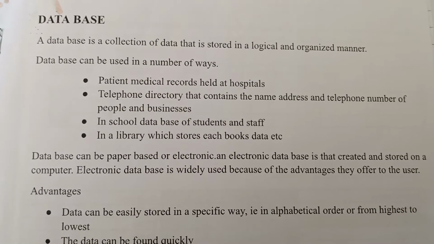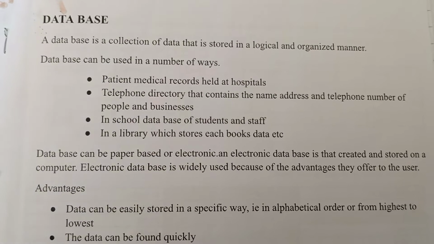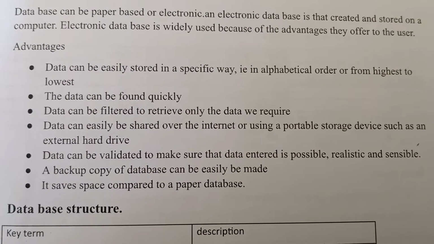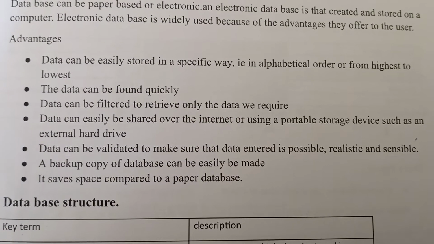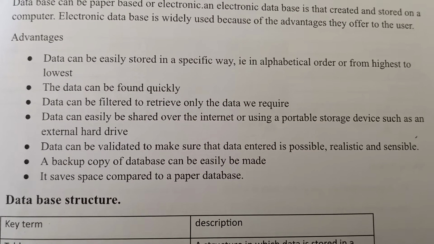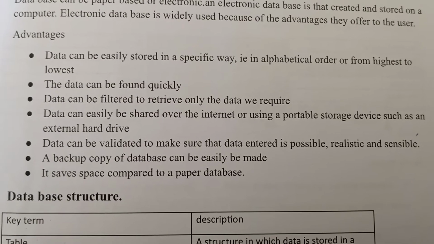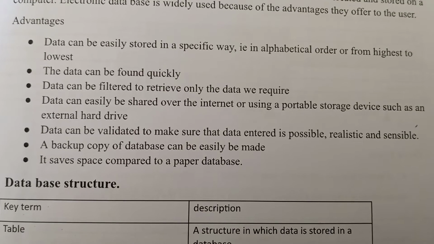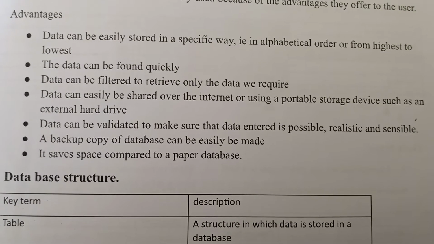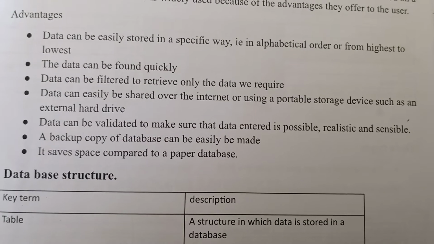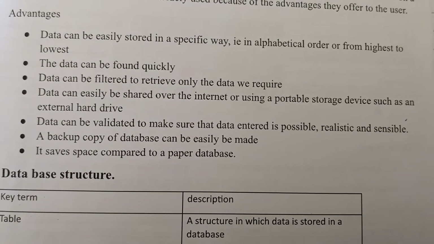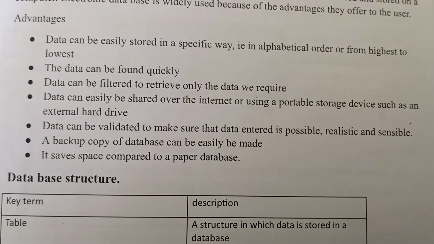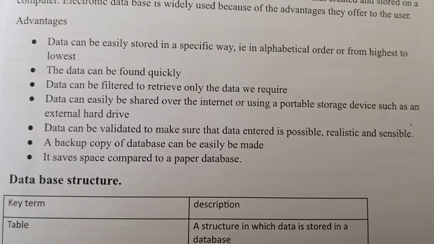So we will see one by one what are the advantages of a database being electronic. The advantage is that it can be easily sorted in a specific way. That means if you want alphabetic order or from the highest to lowest, in any way you can sort it. You can filter the data and find the data very quickly, and you can easily share it on the internet or with portable devices. You can validate it to make sure the data entered is possible, realistic and sensible. You can have a backup of this database and you can save space.